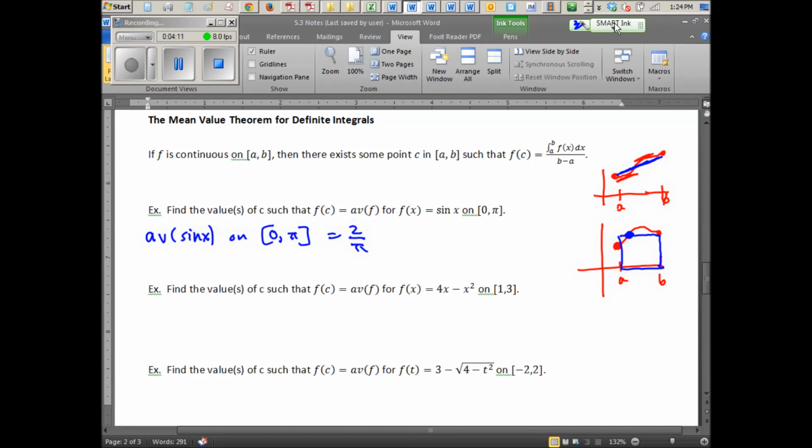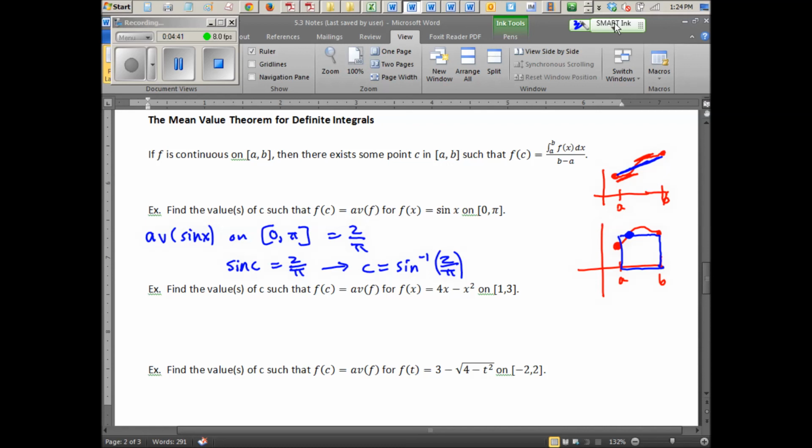Okay, so I'm going to take f of c, in other words, sine c, and set it equal to 2 over pi. Now for this I'm going to need a calculator, because I plan to do inverse sine of 2 over pi, and I can definitely not do that in my head. So what is the inverse sine of 2 over pi? Make sure your calculator is in radian mode, right? What'd you get? I'll type it myself.